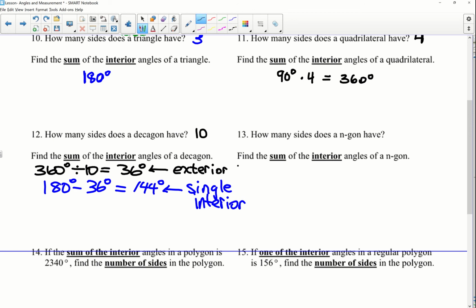And I'll jot down that this is an angle. And so is this. And so then all I have to do is multiply that by the number of sides. So I'm going to take that and multiply it by 10, or angles. So 1,440 degrees is going to be the sum of the interior angles.